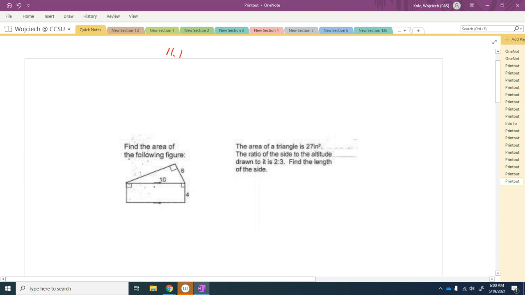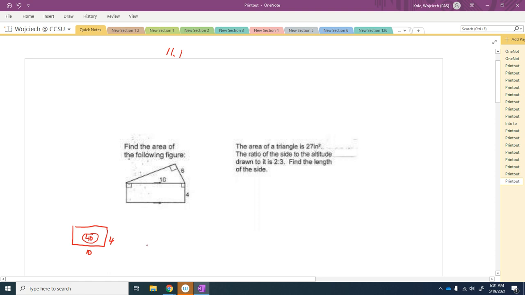Here we have a rectangle, and we also have a right triangle. So the area of this composite shape would be the area of the rectangle plus the area of the triangle. The rectangle is easy. This will be just 10 times 4, so the area will be 40 square units.